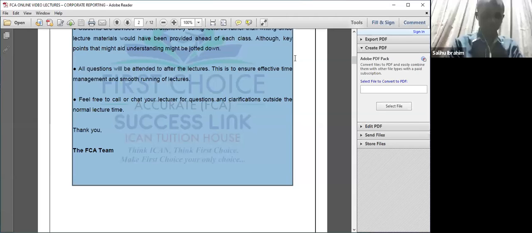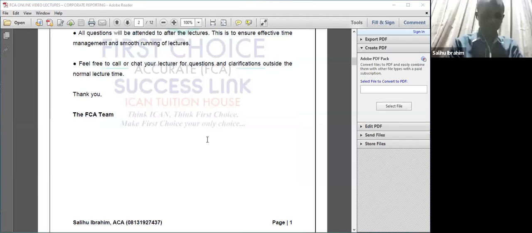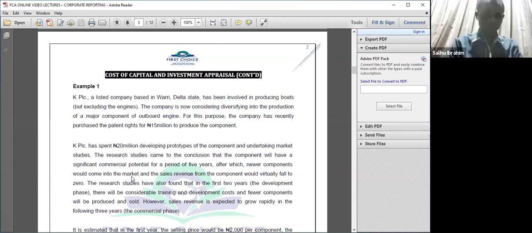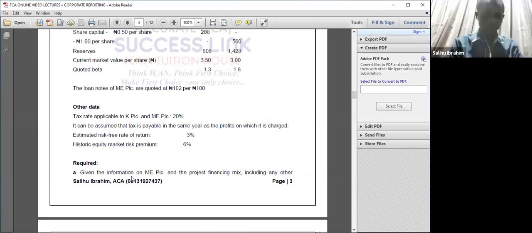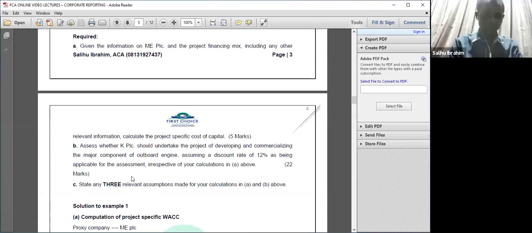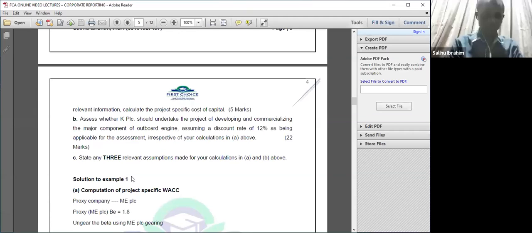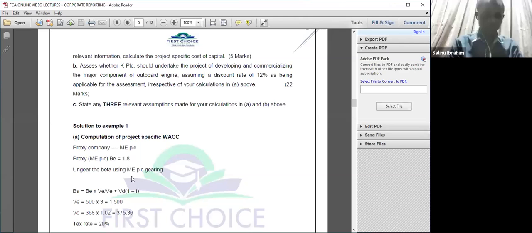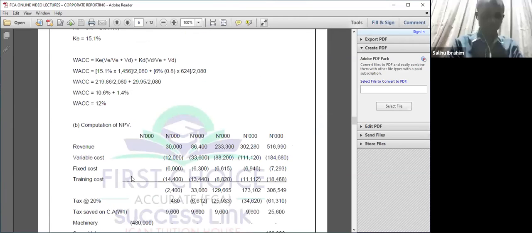Yesterday, we were able to work through question number 1, which is on the cost of capital. We looked at the NPV, the cost of computation, that is a project specific cost of capital, which is requirement A. We were also able to evaluate the project by computing its NPV. Then we are to state any 3 assumptions related to our computation of the NPV and the cost of capital.